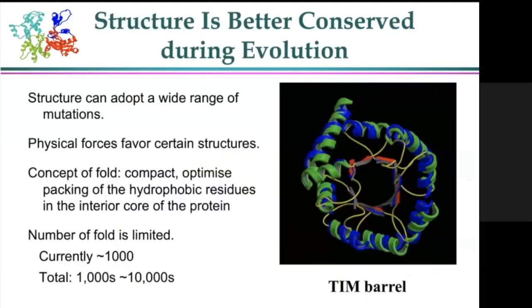And then another thing is structure comparison. Structure is actually much better conserved in evolution than sequences. That's why many sequences don't look similar, but when you compare their protein structures, they can be very similar. One of the examples is the TIM barrel. There are actually many diverse sequences that can fit into this barrel very well.